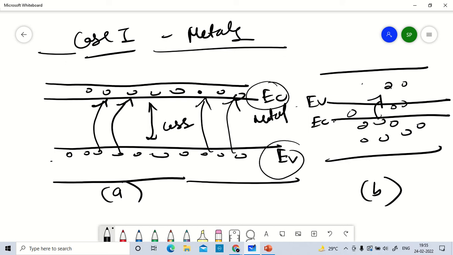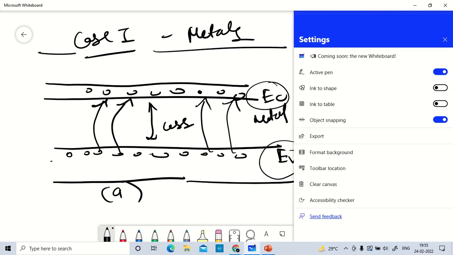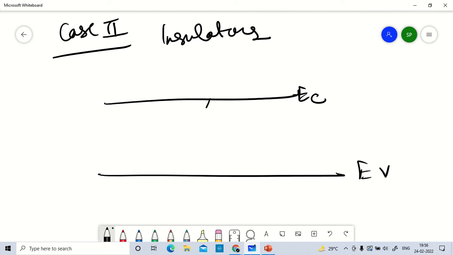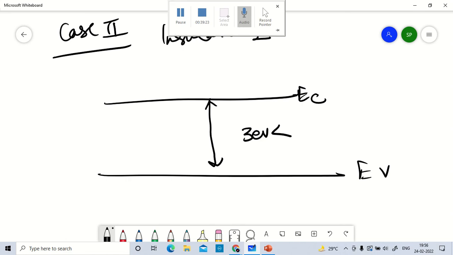In this case, as shown in figure B, a large band gap EG exists, which is greater than 3 electron volts. So you need to remember 3 electron volts. Case 2 is for insulators. For insulators, this is EC, the lowest level of the conduction band, and this is EV, the highest level of the valence band. This space is greater than 3 electron volts.